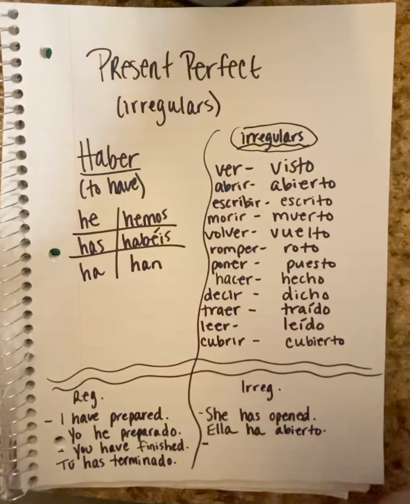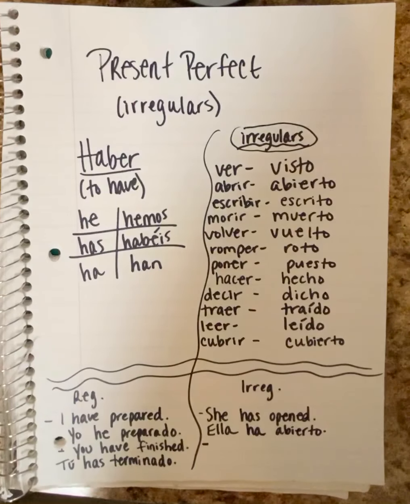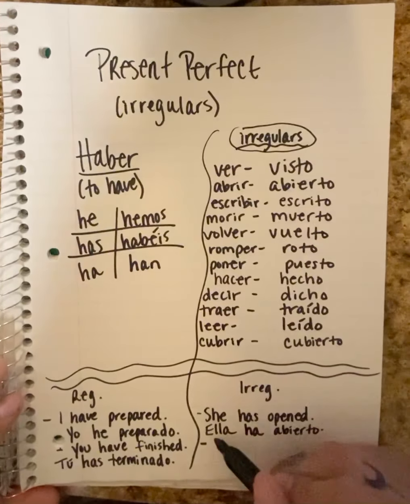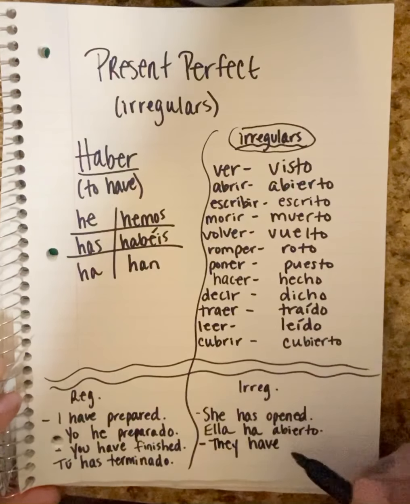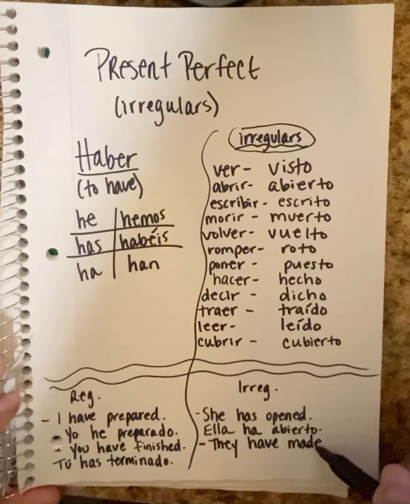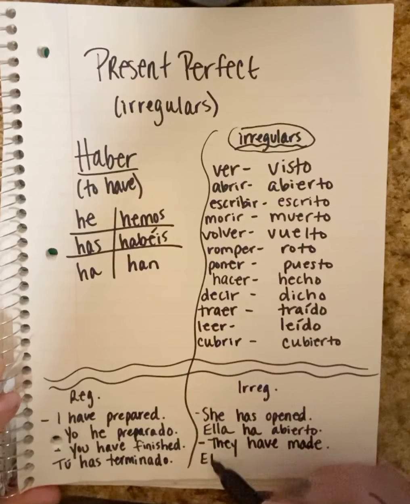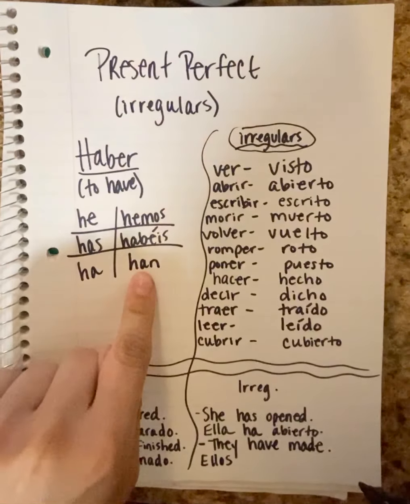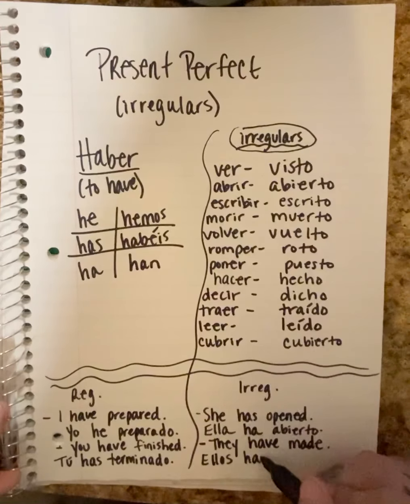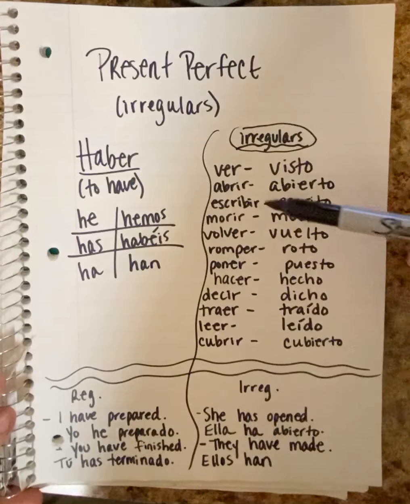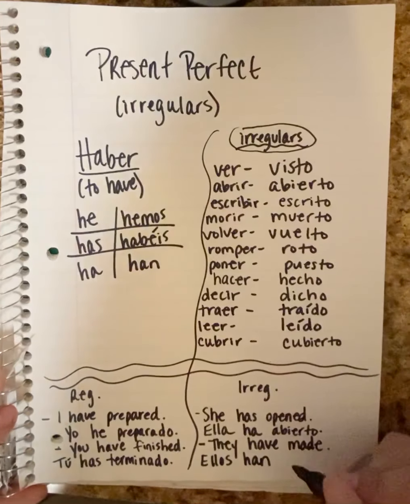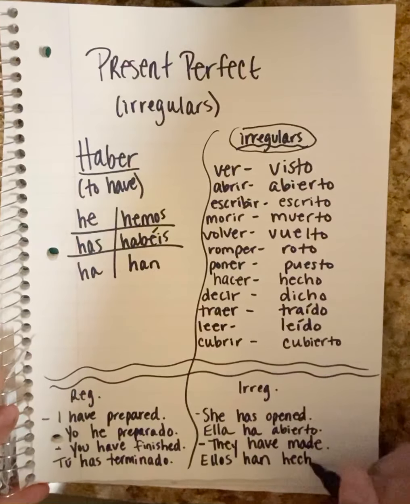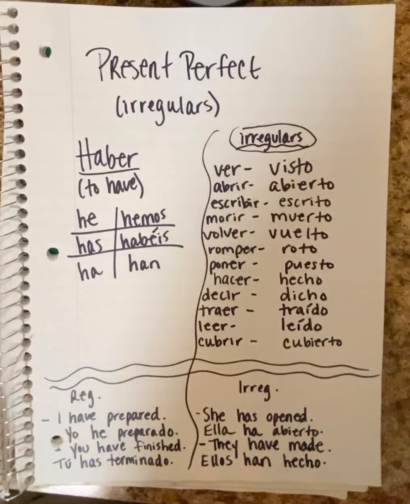Okay. And let's say they have made. As in they have made their bed. They have made. Ellos han. To do or to make is the verb hacer. Hecho. And that's it, folks. That's all there is to it.